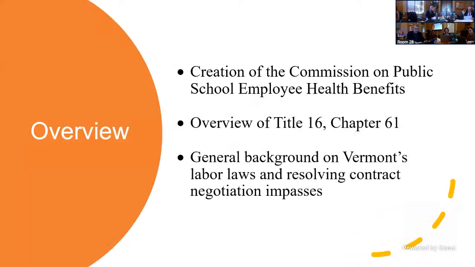Okay. All right. So this is what I'm going to touch on: the creation of the Commission on Public School Employee Health Benefits, for which Title 16, Chapter 61 is the statutory provision that governs the commission. And then a little bit of background on Vermont's other labor laws and how contract negotiation impasses are resolved.